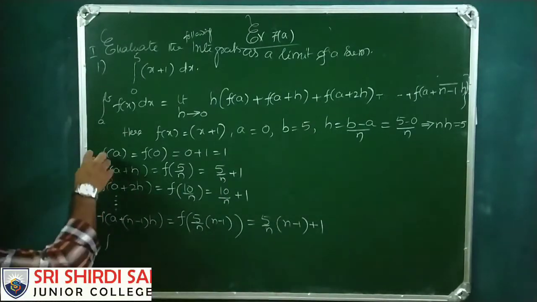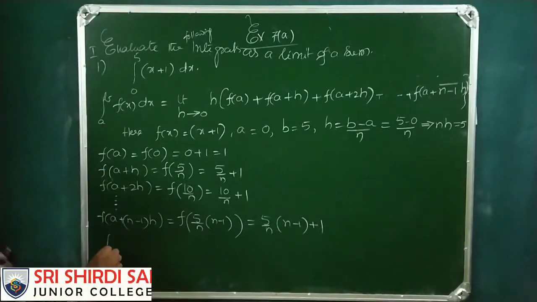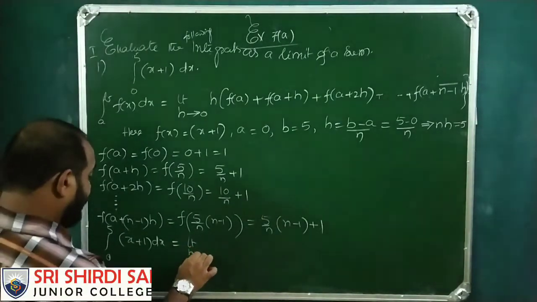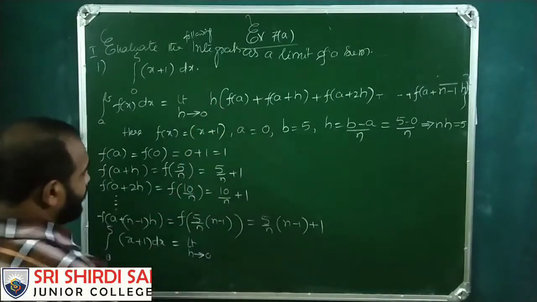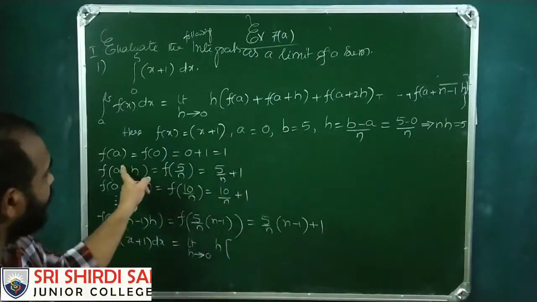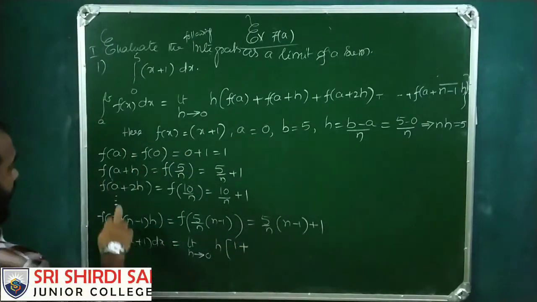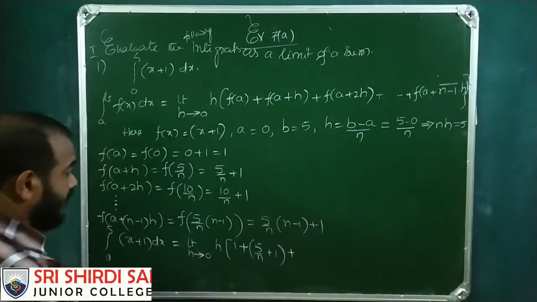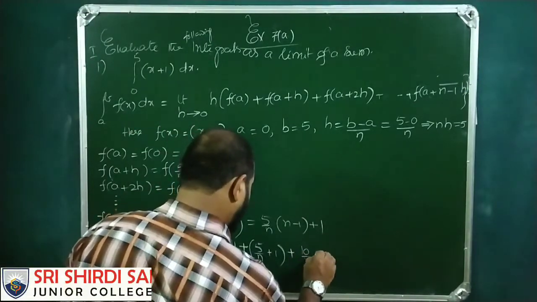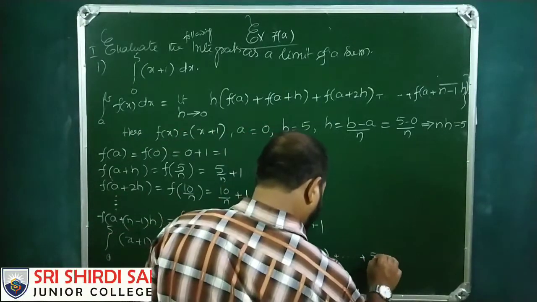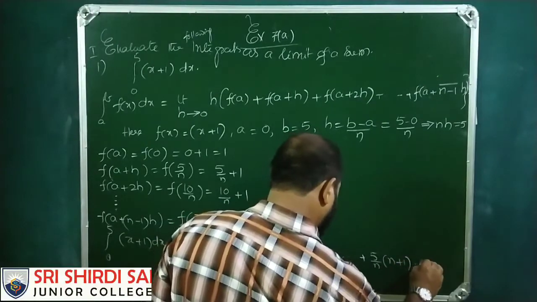So integral a to b f of x dx, that is integral 0 to 5 of x plus 1 dx, is equal to limit h tends to 0 of h times the sum. Let us write it in the first step. f of a is 1, f of a plus h is 5 by n plus 1, plus 10 by n plus 1, etcetera, plus 5 by n into (n minus 1) plus 1.